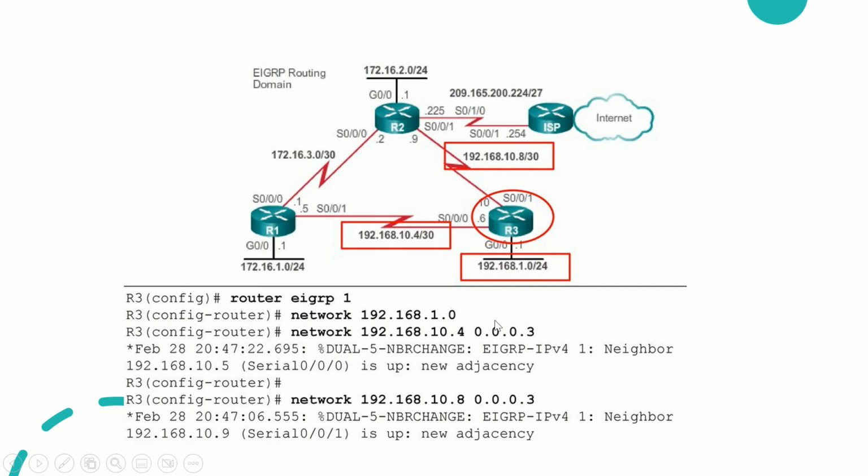And for this one, it is 0.0.0.255. It should be here. Network 192.168.10.0, and the wildcard mask is 0.0.0.255.